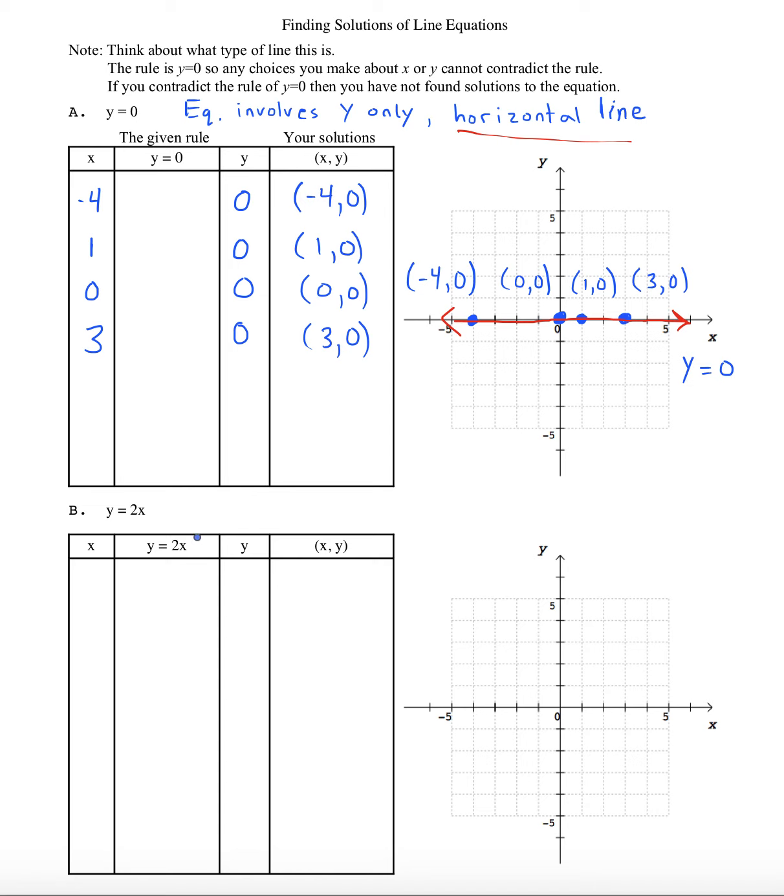So notice here, our equation involves both x and y. So when that happens, what type of line do we have? It's a slanted line. It means that as x changes, y changes with it. They have a relationship.